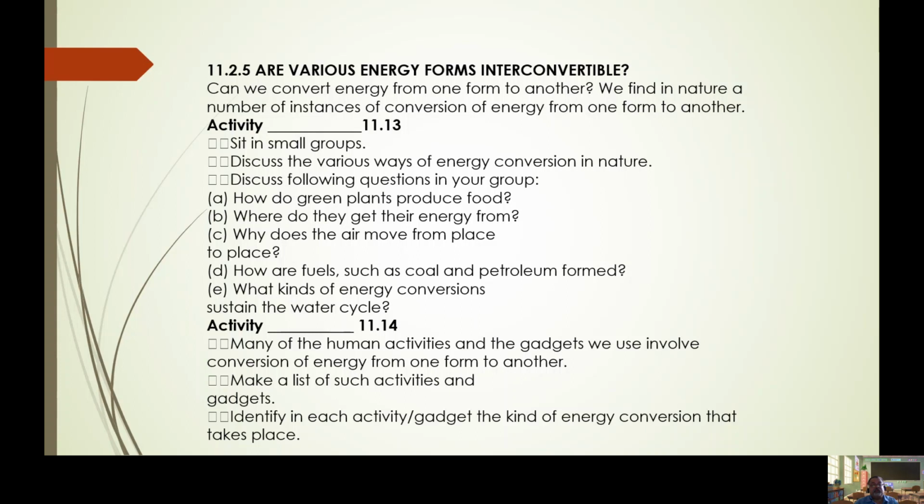Why does the air move from place to place? How are fuels such as coal, petroleum, etc. formed? What are all the kinds of energy conversions related to the water cycle? Many of the human activities and gadgets we use involve conversion of energy from one form to another. Make a list of such activities, identify an activity or gadget, and find the kind of energy conversion that takes place.